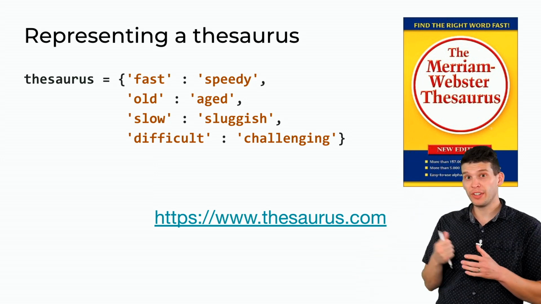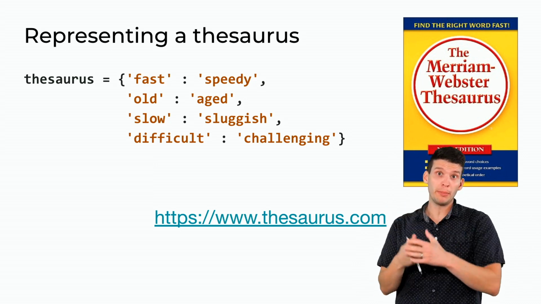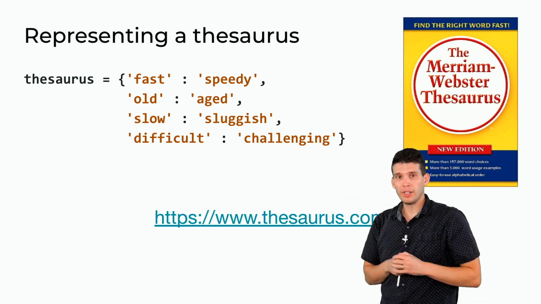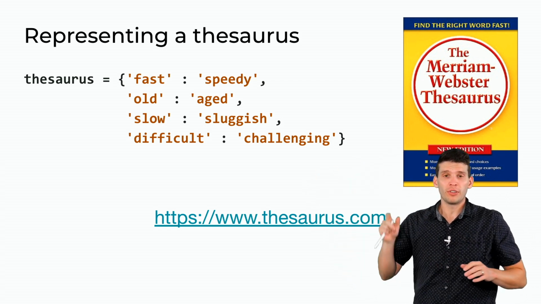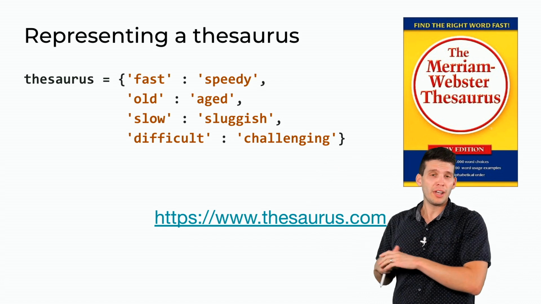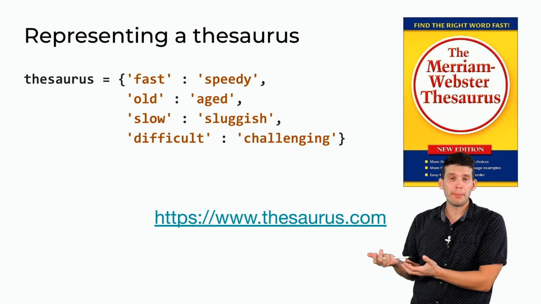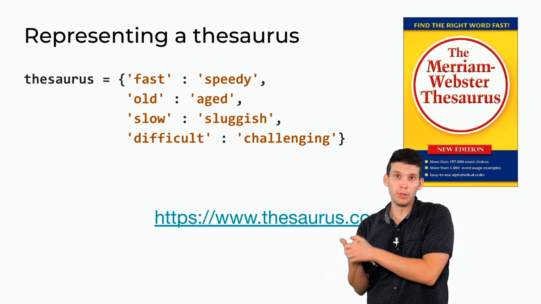Hi everyone, so in this video I'm going to talk about how we can represent a thesaurus and implement a simple thesaurus in Python. Now, look at the screen there and I want you to look at that dictionary that is shown. So there is a way that's not necessarily the best way, but a way that you could represent basically the mapping in a thesaurus of a word to a word that has a similar meaning.